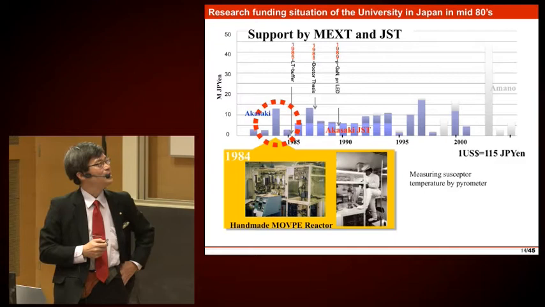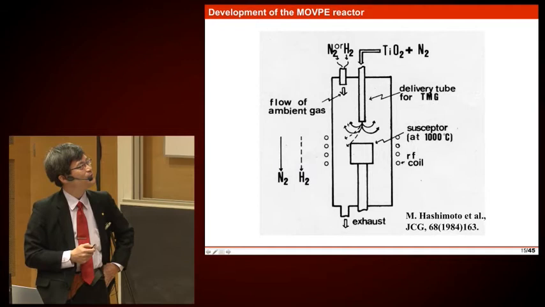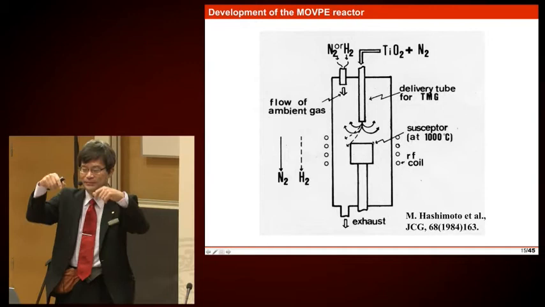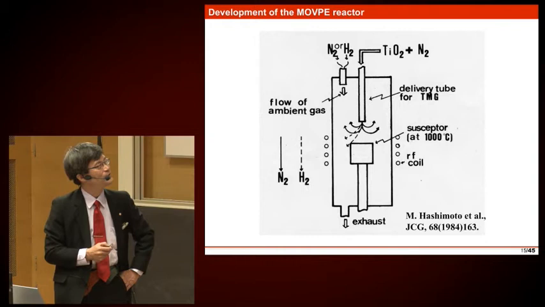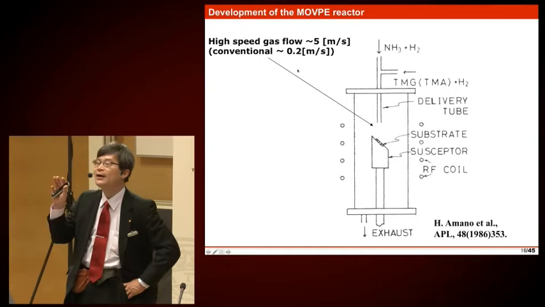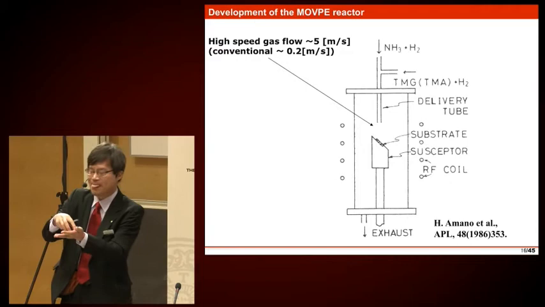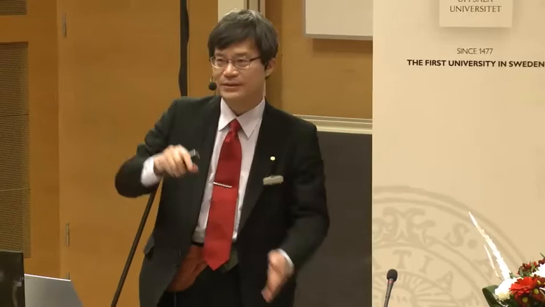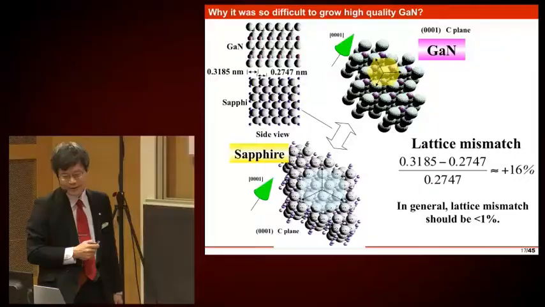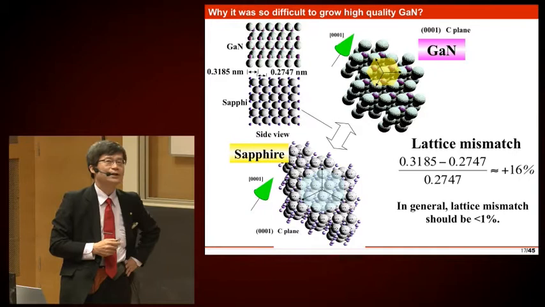For example, I changed the reactor configuration. I found that this was not good in terms of in situ flow observation. So I changed the configuration like this, with very high speed gas flow. Then I could grow gallium nitride, but still the surface morphology was quite bad. It was like a milky surface. The problem of the large lattice mismatch was too great to overcome for me.